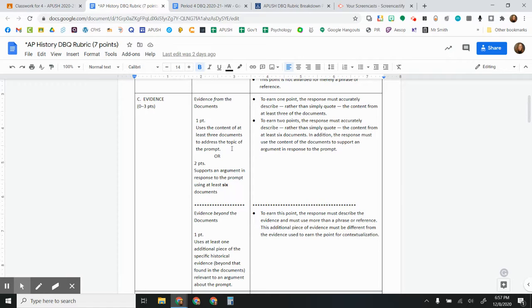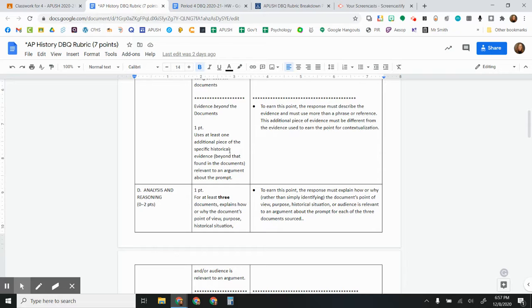The second point supports an argument in response to the prompt using at least 6 documents. And with this one, not only do you have to be able to explain the documents, they need to promote and further advance the argument that you made in your thesis.